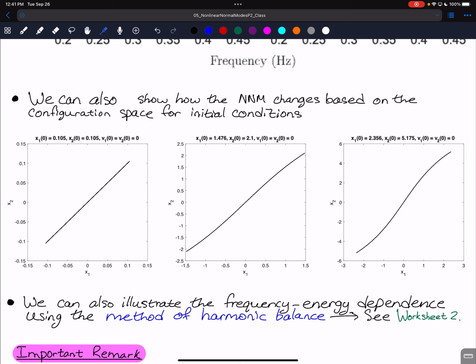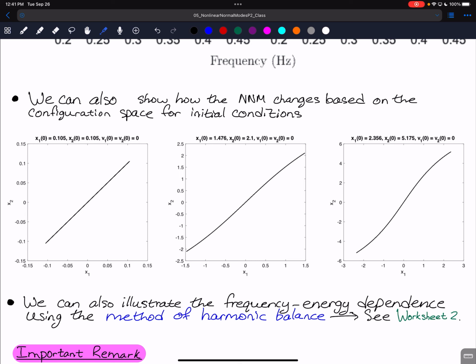If we increase those initial displacements, we start to get curvature in the NNM curve as shown in the center plot. And if we increase that further, we get more curvature as well. And so these are just changing as functions of the energy, since in this case we're increasing the initial displacement, we're increasing therefore the energy in the system.